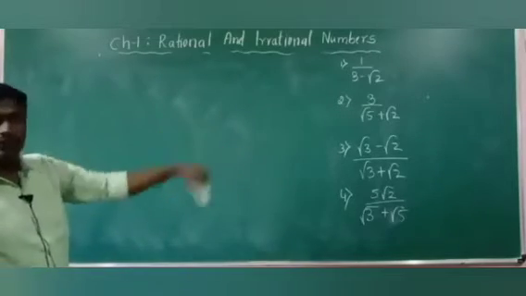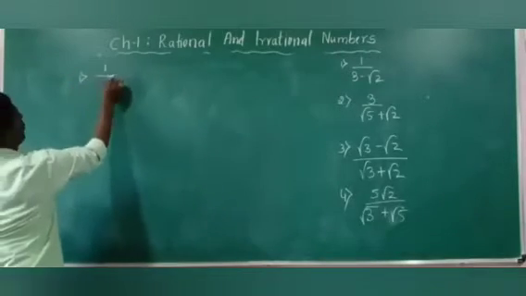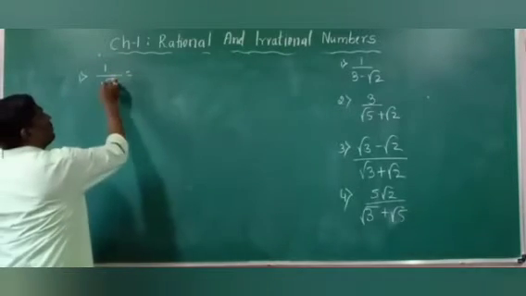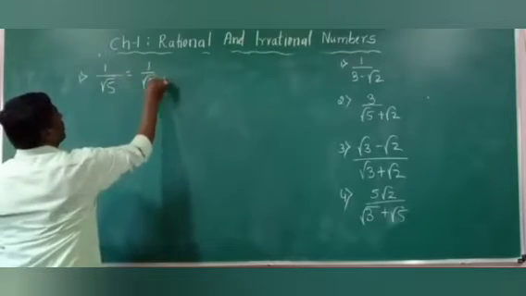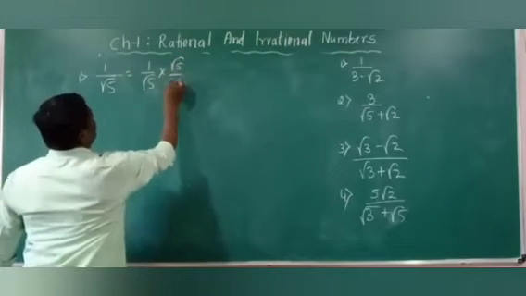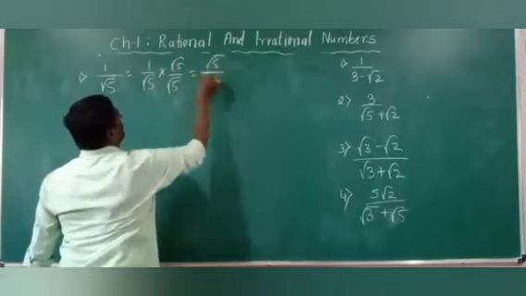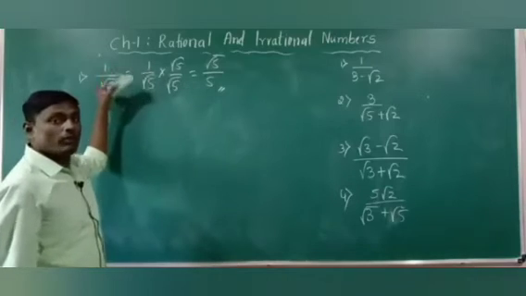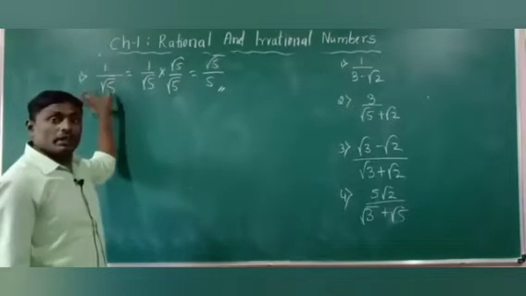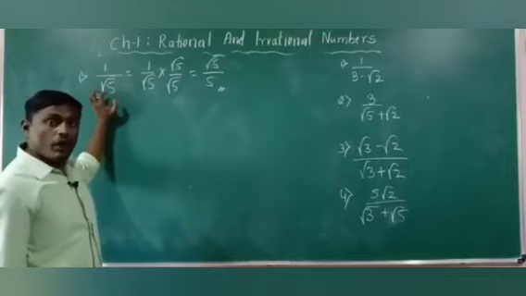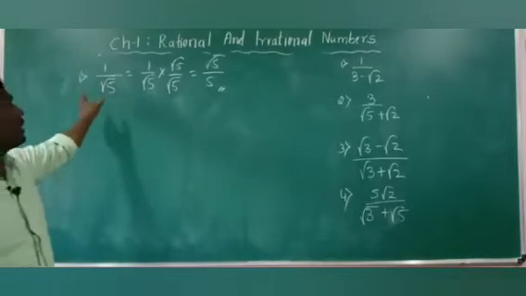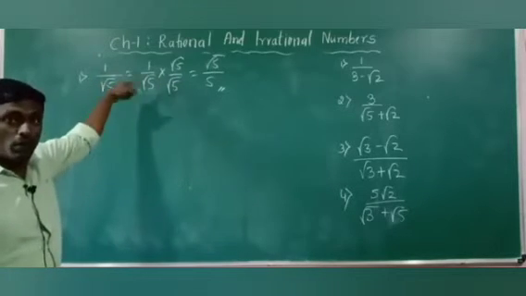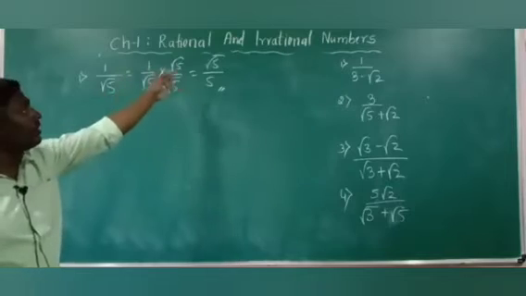Before solving these 4 questions, I will take one more example. 1 by root 5. How do you rationalize here? You multiply root 5 for both numerator and denominator. 1 into root 5 is root 5, divided by root 5 into root 5 is 5. So this is the rationalized form of 1 by root 5. Observe here, in the given question, only one radical is there in the denominator. So we simply multiply for both numerator and denominator, simplify, and we get the answer.